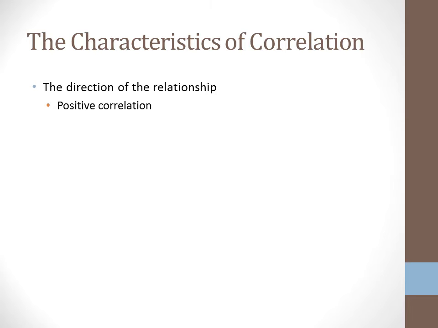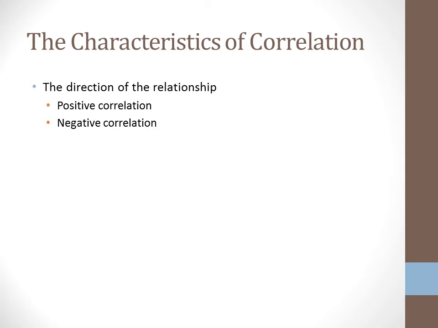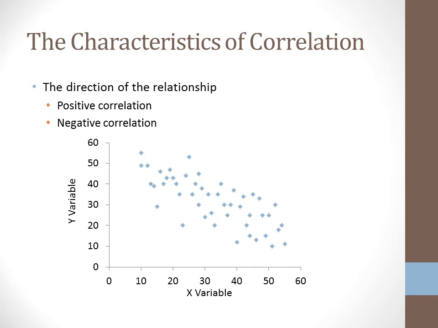In a positive correlation, the two variables tend to move in the same direction. Again, as the values of the x variable increase from one individual to another, the y variable also tends to increase. When the x variable decreases, the y variable also decreases. In a negative correlation, the two variables tend to go in opposite directions. As the x variables increase, the y variables decrease. In other words, this is an inverse relationship.